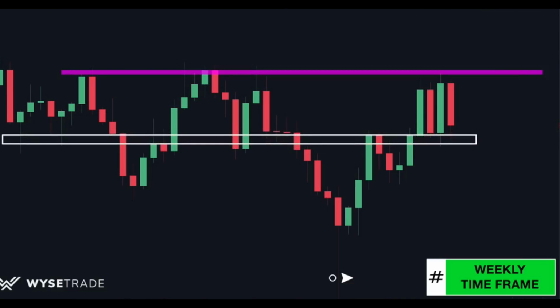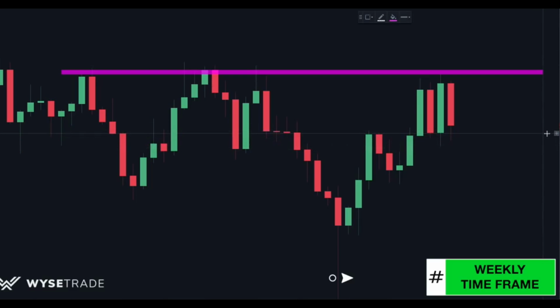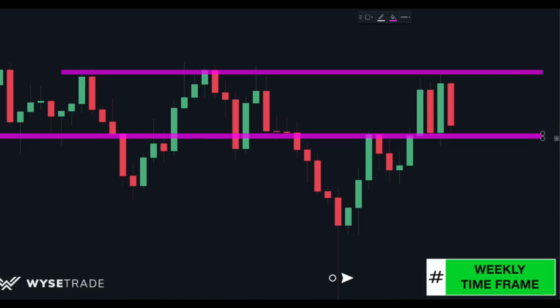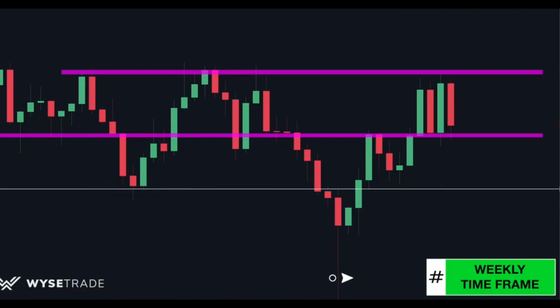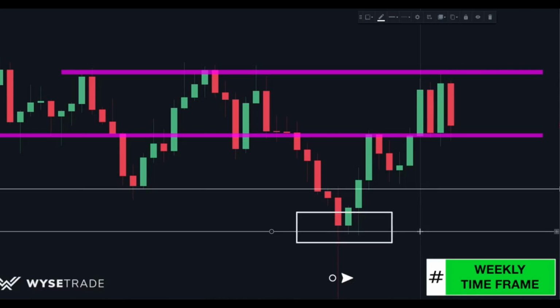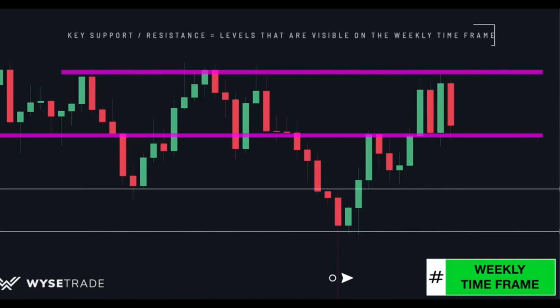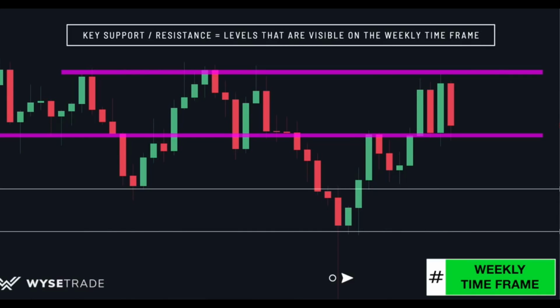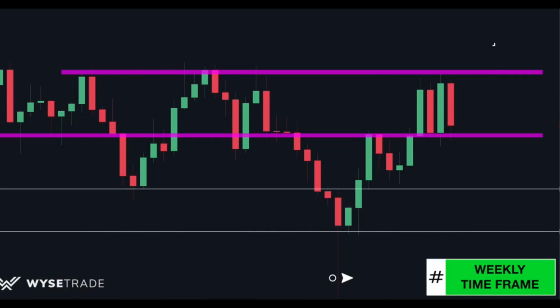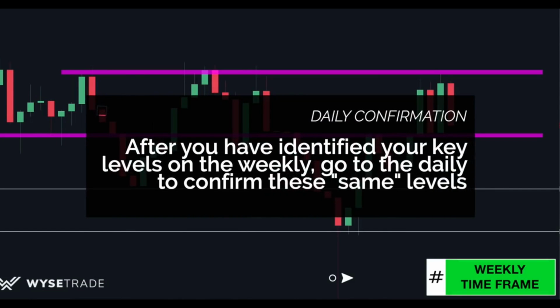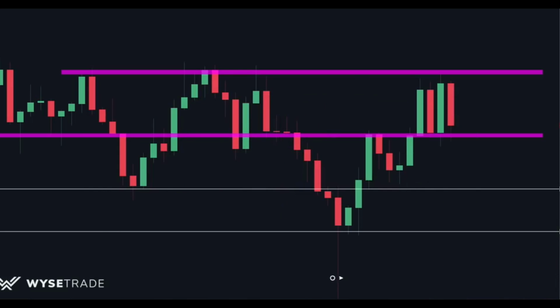Next, we spot this level here with multiple rejections, so we draw it in. Along the bottom, we have an obvious level here. And finally, another swing low down here. So these are all your key support and resistance levels, meaning the obvious levels that you can spot on the weekly time frame. And now we jump to the daily time frame to further confirm these levels.